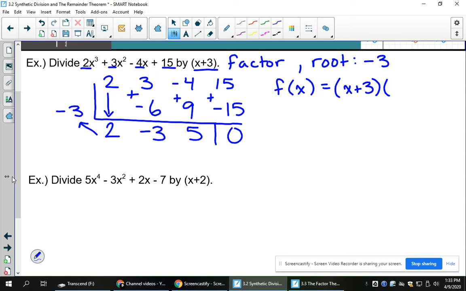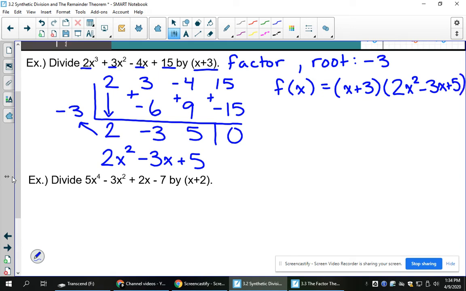So how do we write this as an answer? Well, if we started with x cubed and we divided out our term, the next thing we're going to get is x squared. The -3 corresponds to an x. It's in the x column. And the last term of 5 will be a constant. So it can be the trinomial 2x squared minus 3x plus 5.